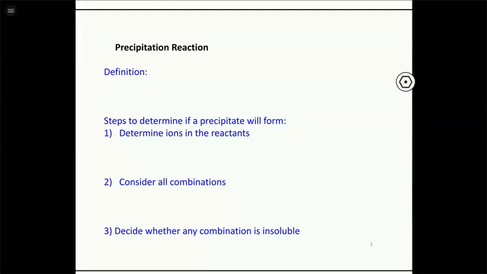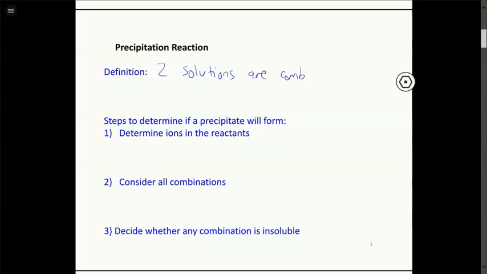So the definition of a precipitation reaction is we're going to take two aqueous solutions and combine them. And then when we combine these two aqueous solutions, so remember that the solution means that the ionic compounds are dissolved. And so they're starting out in solution, but when we combine them, one or more insoluble products forms. Usually it's only one, but sometimes you can get two insoluble products.